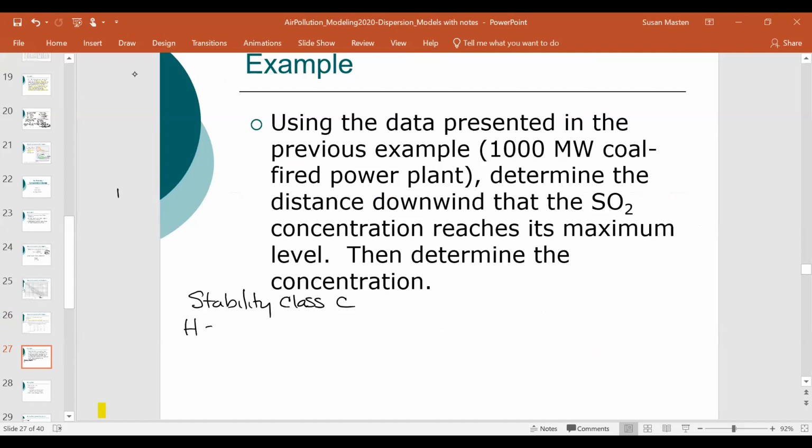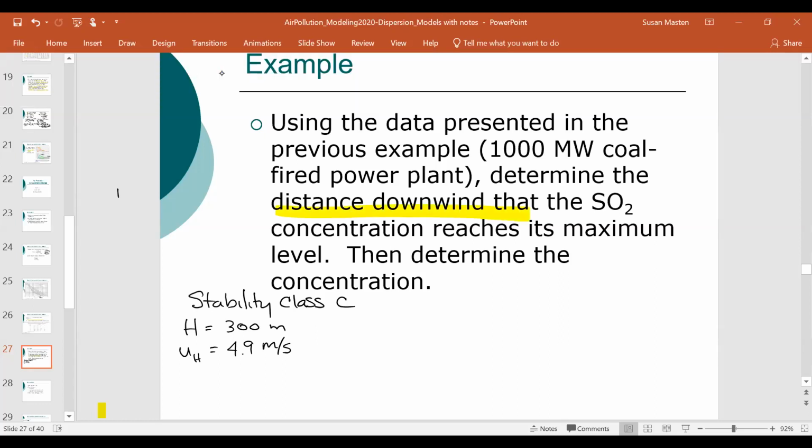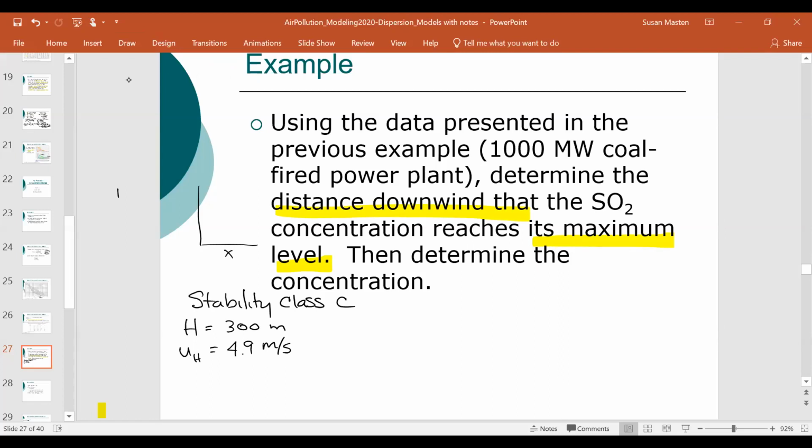We had an effective stack height of 300 meters. We were told that the wind speed at the effective stack height is 4.9 meters per second. So we have that condition. Now what we want to do is determine the distance downwind where the SO2 reaches its maximum level. So if we're thinking about this, basically we have this situation where this is the x direction, this is the concentration. We're looking for both the distance downwind and Cmax. Those are the two pieces of information that we're looking for.